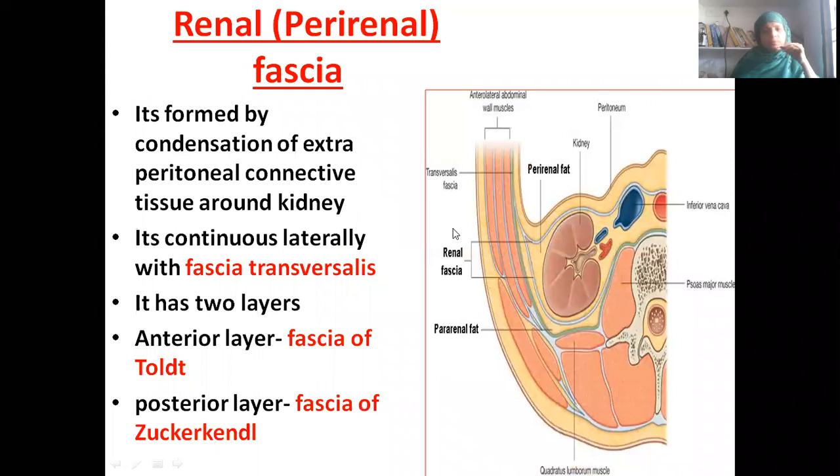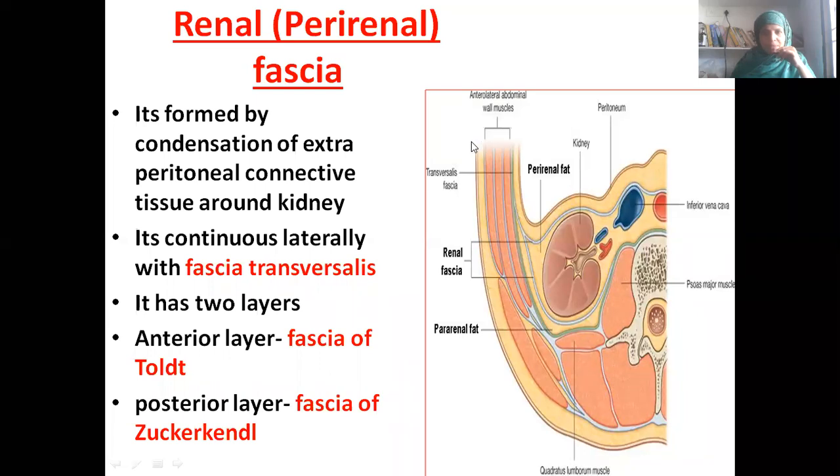Okay. Now, we have the renal, perirenal fascia. This one, the white line. The perirenal fascia is formed by the condensation of extraperitoneal connective tissue that is surrounding the kidney. Now, if you observe this perirenal fascia, what are these?